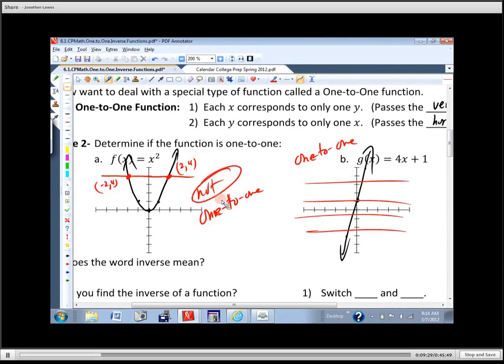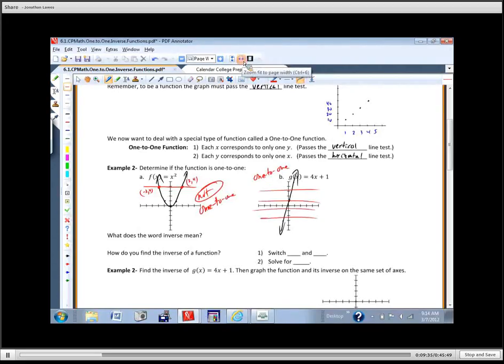Not 1 to 1. Okay? So you can tell really easily just by looking at a graph whether or not the function is 1 to 1. If it's a function, it passes the vertical line test. If it's a 1 to 1 function, it passes the vertical line test and the horizontal line test. Everybody okay with that? Okay.